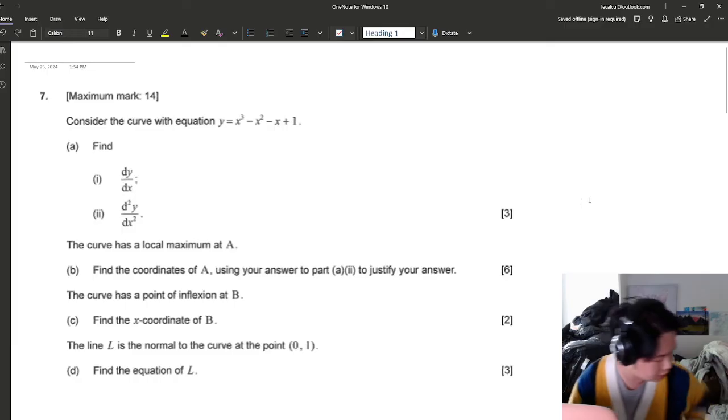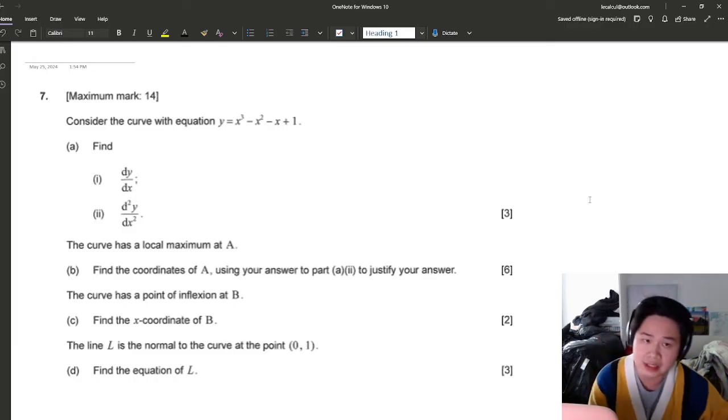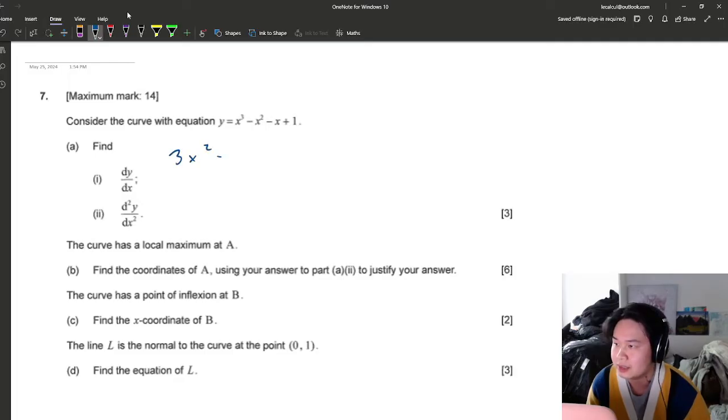So here we go. So consider this curve. It has an equation. You want to find the derivative. Easy peasy. We just use your derivative rules. So this is going to be 3x squared minus 2x minus 1. And then we need to find the second derivative. So then that's going to be 6x minus 2.